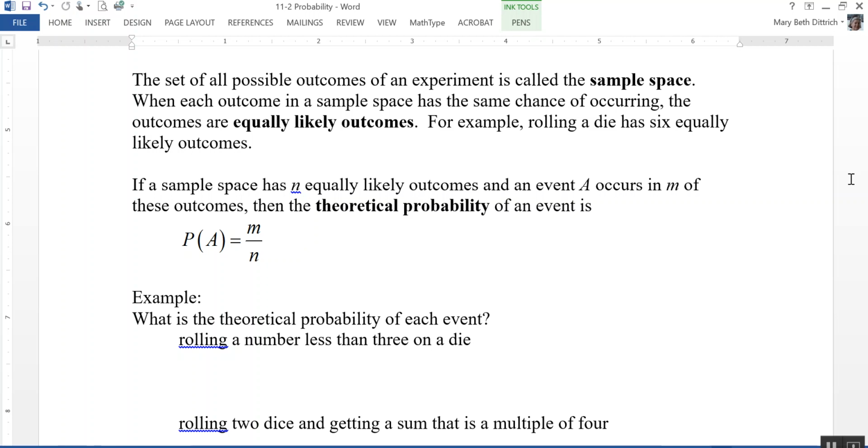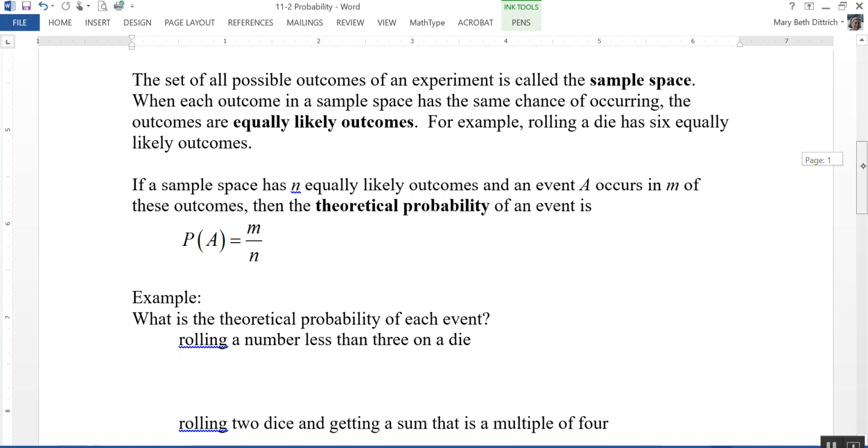If a sample space has n equally likely outcomes and an event A occurs in m of these outcomes, then the theoretical probability of an event is as follows. The probability of A occurring is m divided by n. So in other words, the number of outcomes divided by the number of equally likely or total possible outcomes.